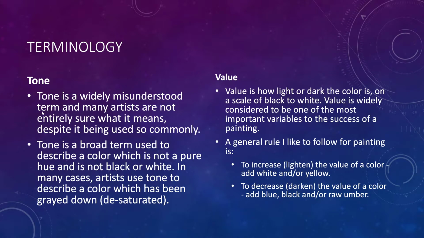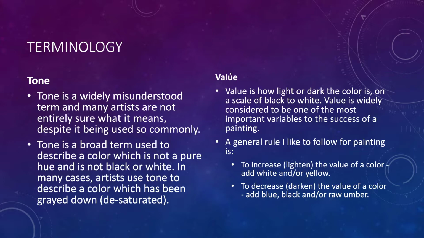So tone is a widely misunderstood term, and many artists are not entirely sure what it means. Tone is a broad term used to describe a colour which is not a pure hue and is not black or white. In many cases artists use tone to describe a colour which has been greyed down. So, for example, if you're saying this brown's got a really reddish hue or a reddish tone, what that means is that it's a brown, but it's heaviest on the red side, but it's been dulled down. It's not a pure brown.